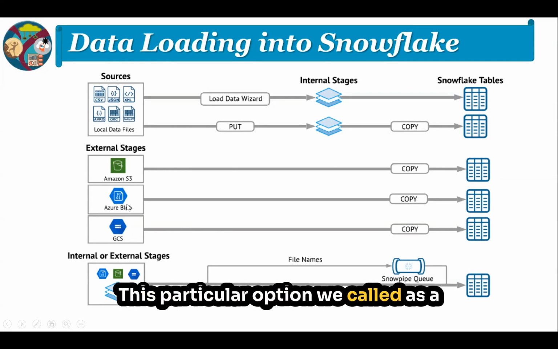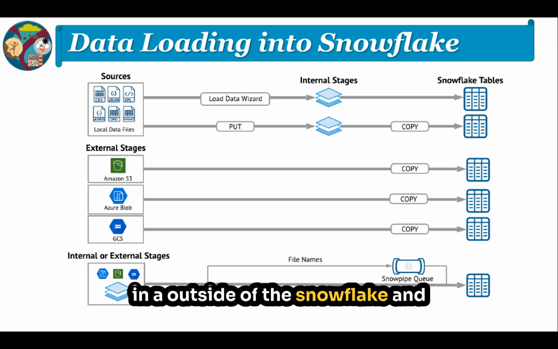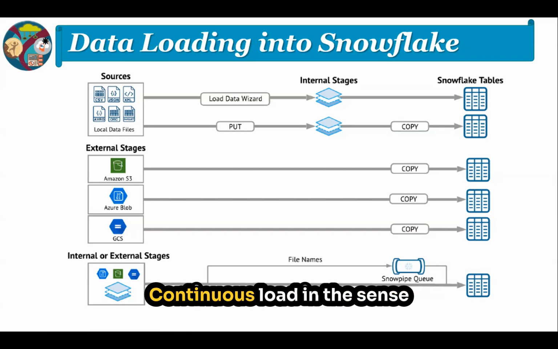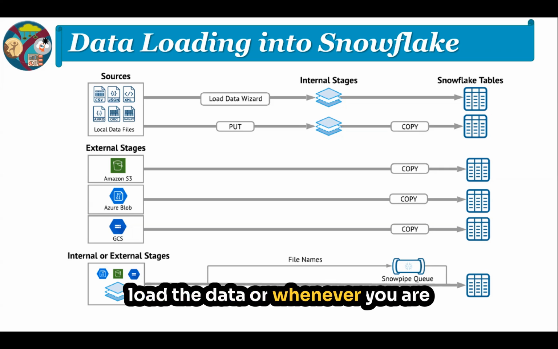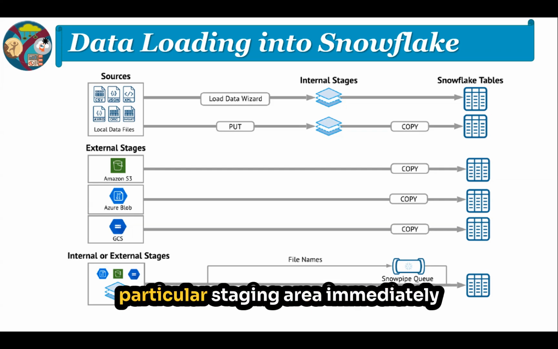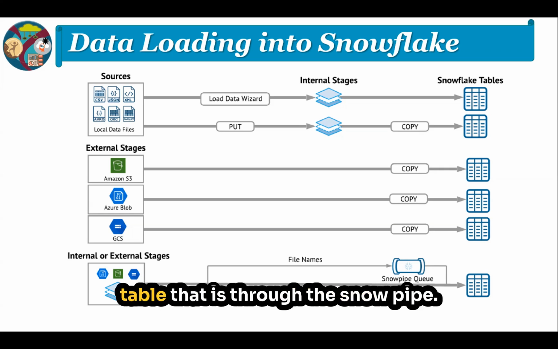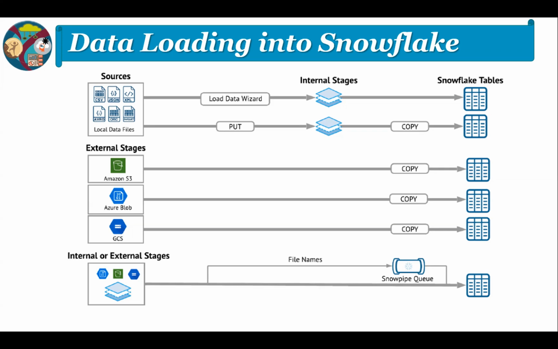This particular option we call a bulk load, and this data will be residing outside of Snowflake. And the other option is continuous load. Continuous load in the sense that every 5 minutes you are going to load the data, or whenever you receive that particular file into the staging area, your process will trigger immediately and load the data into a Snowflake table, that is through Snowpipe. So these are the ways.